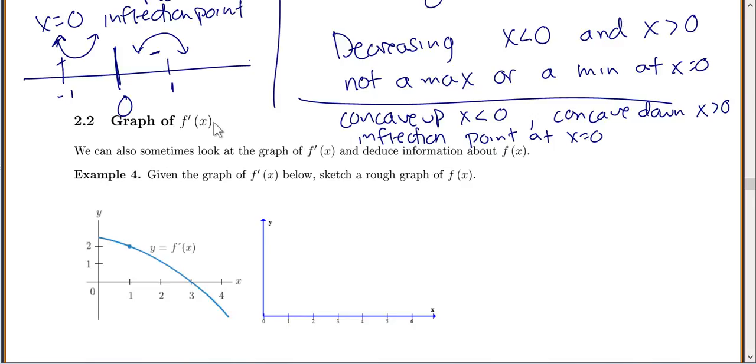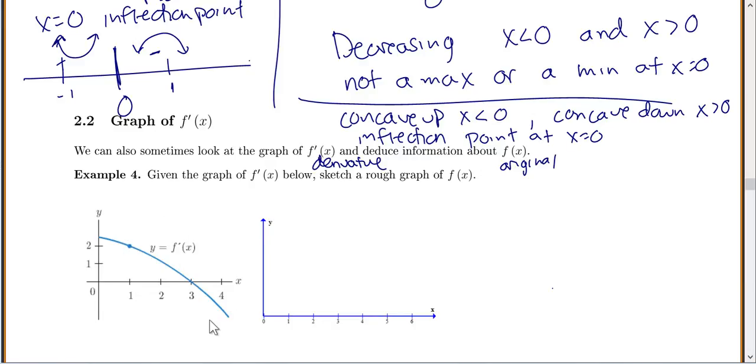Now, the graph of f prime of x. Sometimes we'll actually look at the graph of the first derivative and try to deduce information about our original function. So again, this is our derivative, and f of x is our original. Let's look at our graph of our derivative down below and try and sketch a rough graph of f of x. Now when we say rough, our shape is not going to be exactly correct, and we don't really know how far up or down we are. This is just very rough with kind of a general shape.